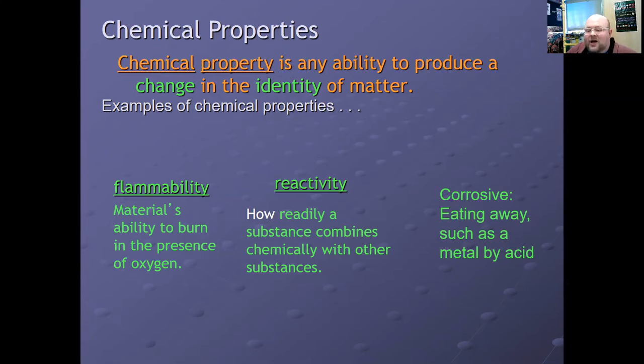Reactivity, this is how readily a substance combines chemically with other substances. When things have a chemical reaction and combine chemically with other stuff, or the compounds separate because of chemical reactions, those are chemical properties and chemical changes. Because again, the atoms change, it does change the identity of the substance. If something is corrosive, like if a metal is eaten away at by acid or becomes rusty, all of those are chemical properties that lead to chemical changes because it does chemically alter the identity of the substance.